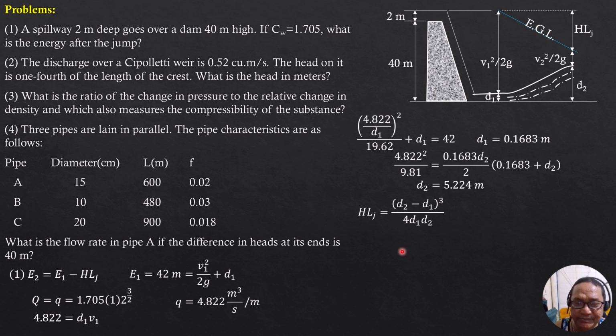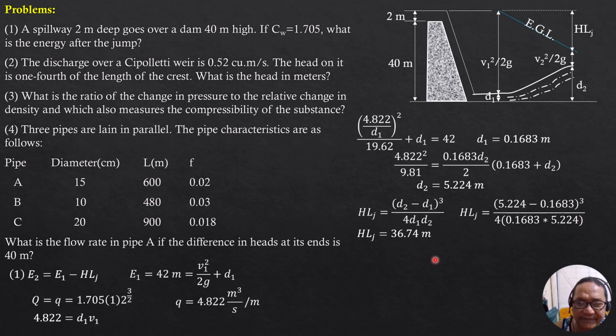So substitute quantity 5.224 minus 0.1683 cubed over 4 times 0.1683 times 5.224. So head loss in the jump is 36.74 meters. Therefore, the energy at section 2 is 42 minus 36.74, and that is 5.26 meters.